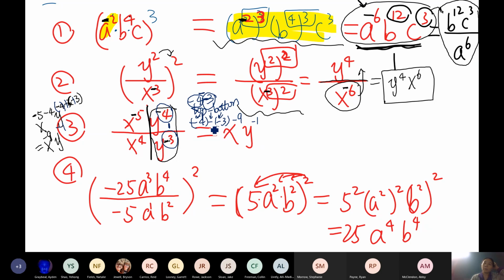Okay, any question about this one? So for the number 3, you can leave your answer this way. You don't have to flip it. If you want to flip it, you will get x to the 9, y to the first on the bottom, because both exponents are negative. If the exponent is negative, you have to do the flipping. And they're on the top, so we flip them to the bottom. But you can leave them as they are because I don't have any fractions in here. That's fine, to leave the answers as negative exponents.